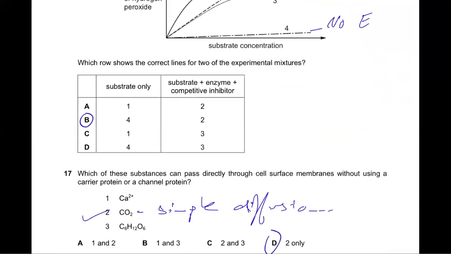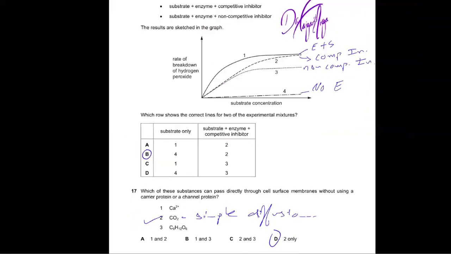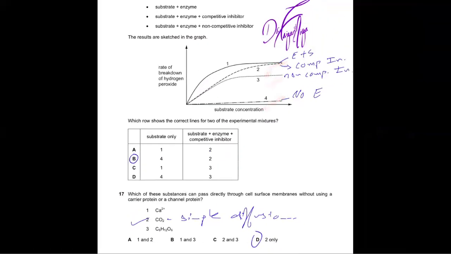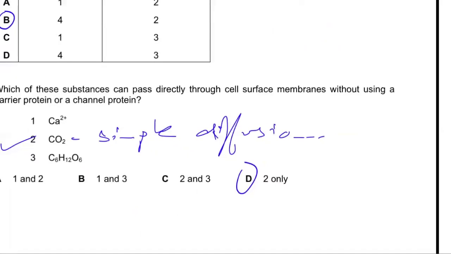Now they're asking which is the substrate only, and which is the competitive inhibitor. 4 and 2 will be the answer here as per the annotation that I've added, according to the explanation that I just provided. Question 17.